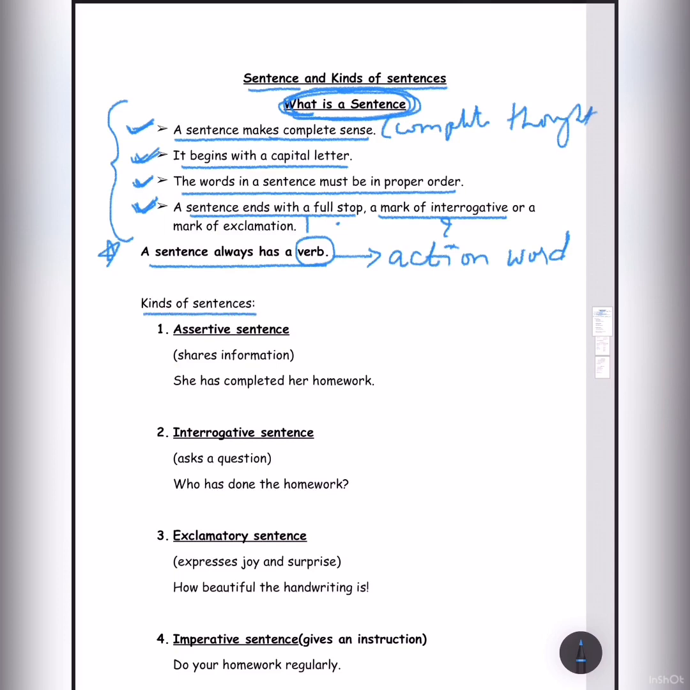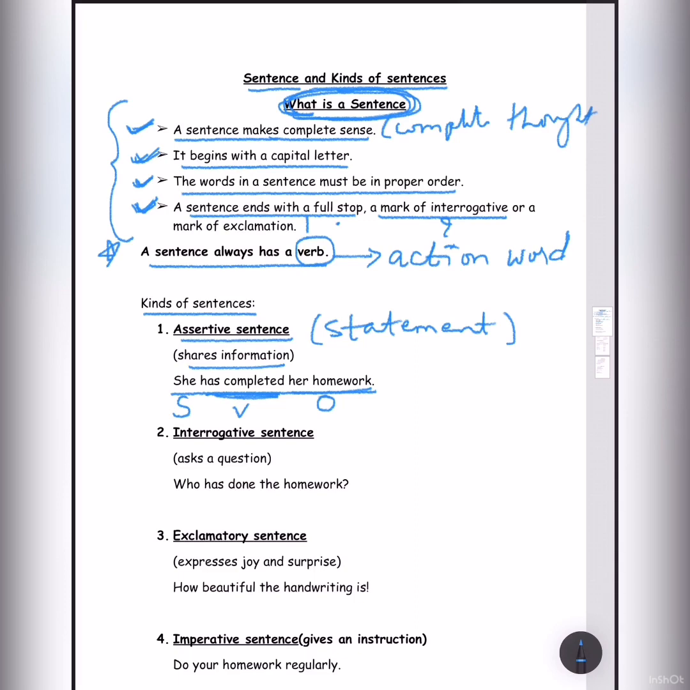The first is assertive sentence. Any sentence that makes an assertion or statement, that gives information, is called an assertive sentence. She has completed her homework. She is the subject, has completed is the verb, and her homework is the object.